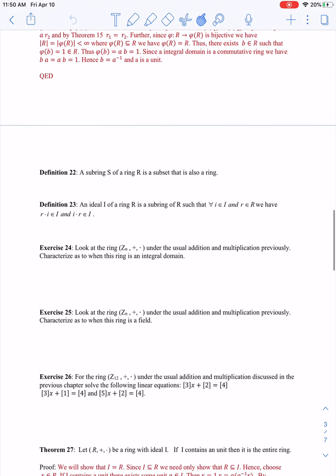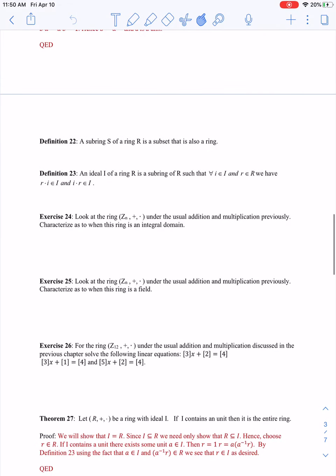All right. So let's go through some definitions that I'm going to claim are common sense. Depends on how common your sense is. A subring S of a ring R, what does that mean? Well, it's any subset that's also a ring, right? That's what subring should mean.